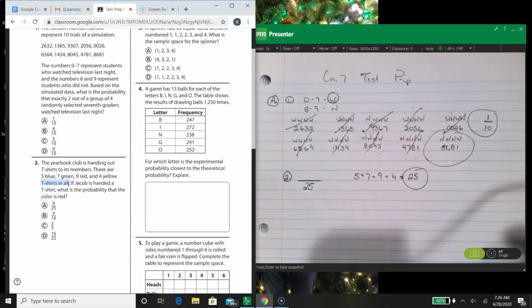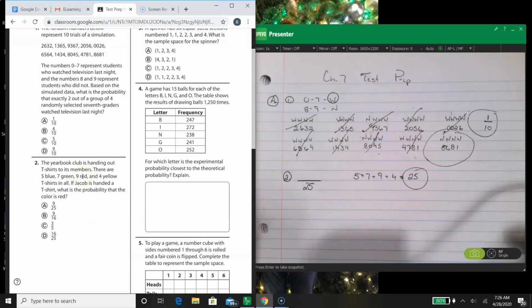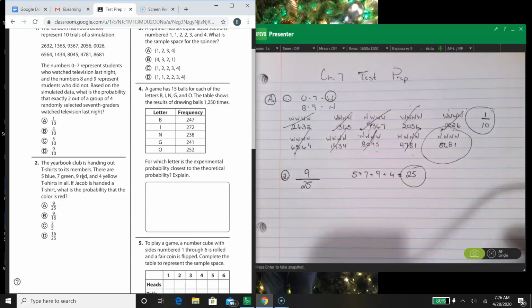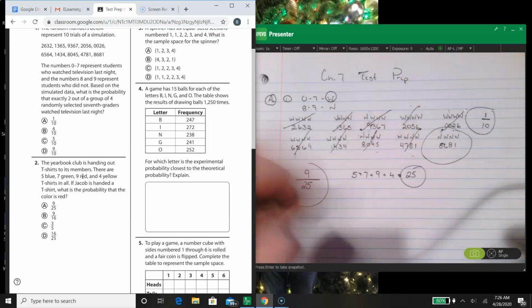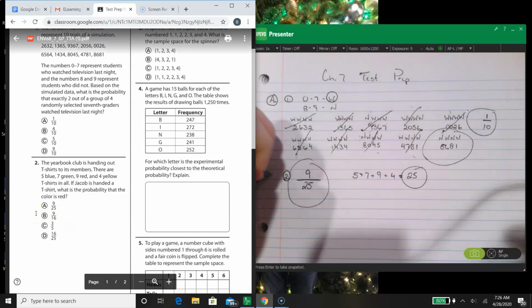Okay, last step, how many of them are red? So what's the probability that it's a red one? There are 9 red, so it tells me my instructions. There you go. There's your fraction, 9 over 25. And that matches up with, again, letter A.